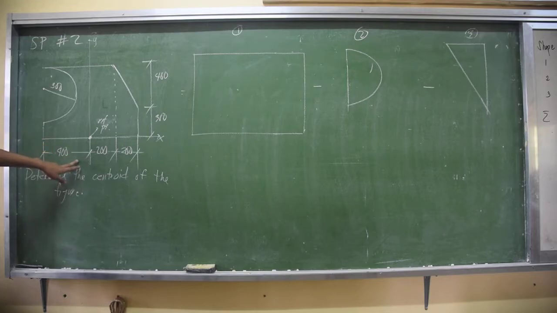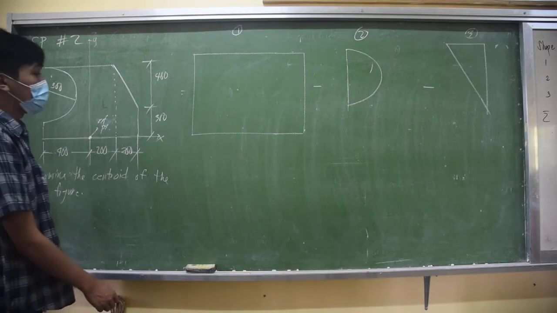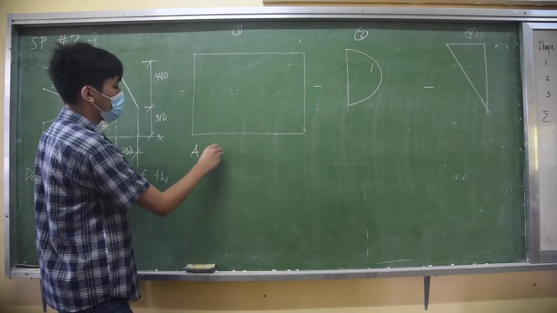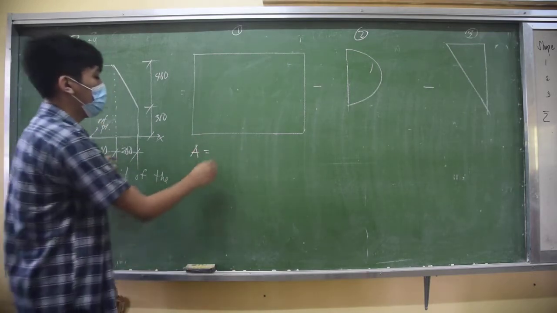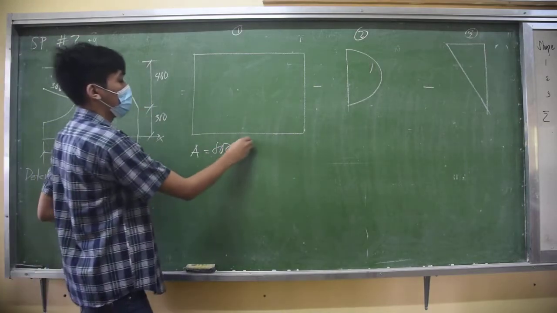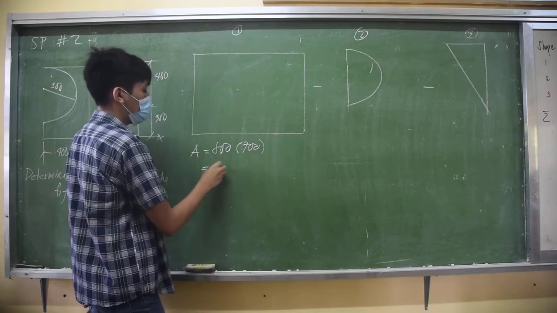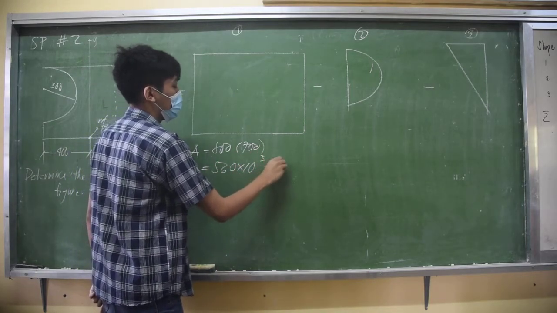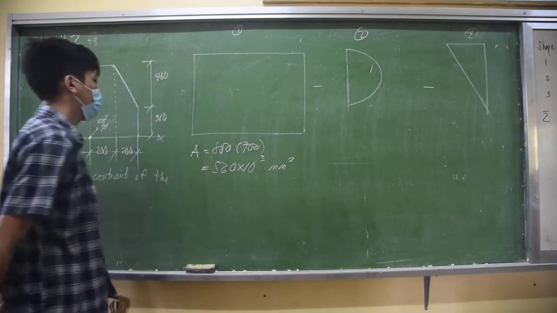The dimensions are given, so we can determine how to get the centroid of this figure. So, the area of the rectangle is equal to 800 times its height, which is 700. So, this is times 10 raised to 3 millimeter square.